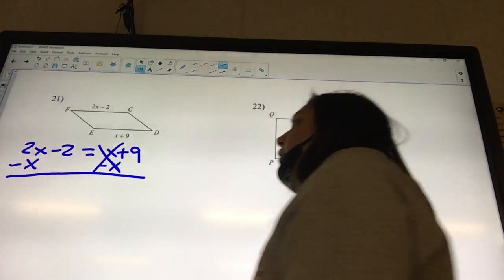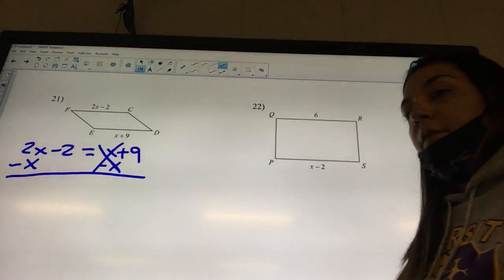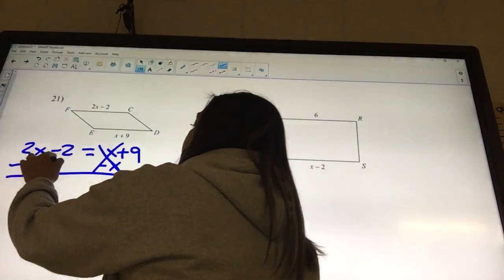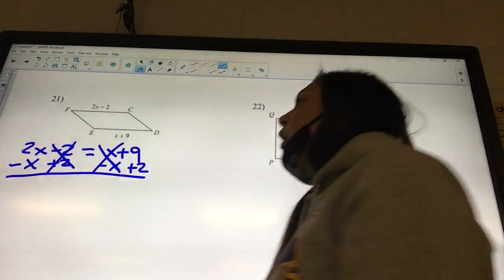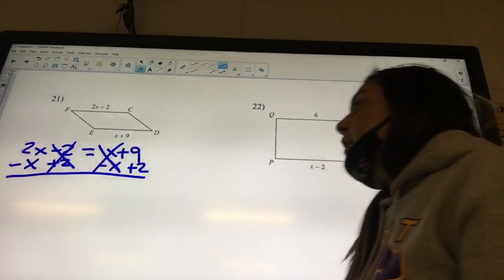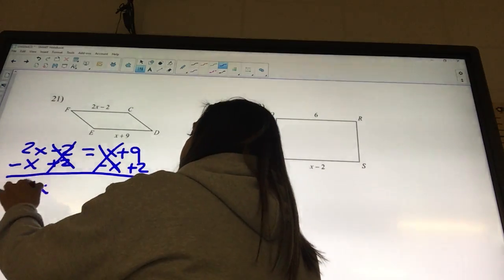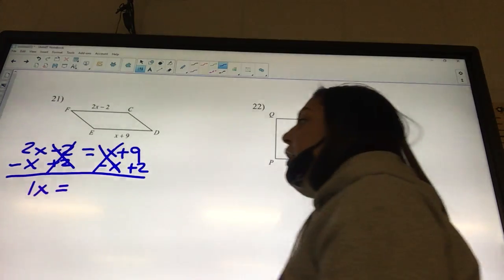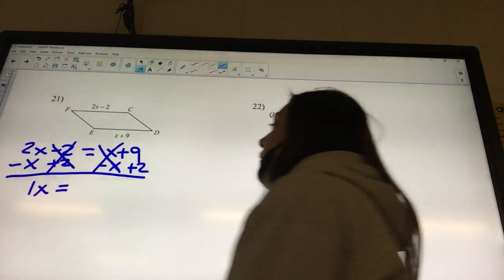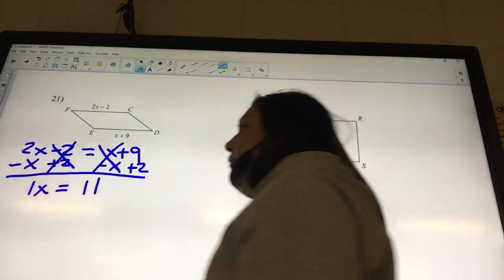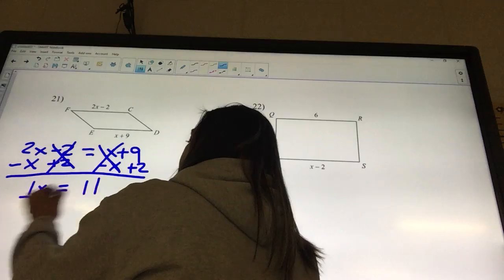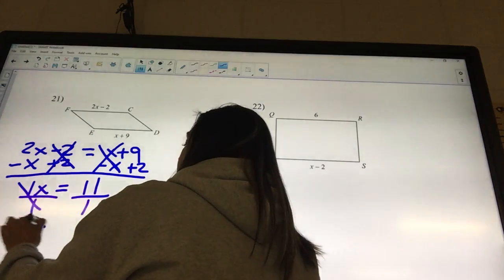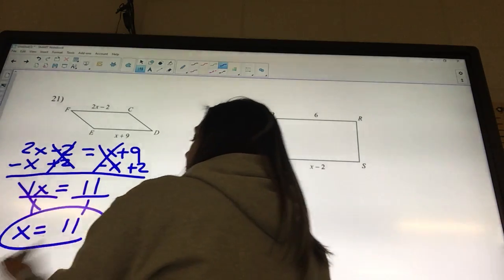What else needs moved? The numbers. The 2. So we say plus 2, plus 2. On the left I got 2x minus x, it's going to be 1x. 9 plus 2 on the other side, which is 11. What's our last step always? Divide. Divide by 1. Good.